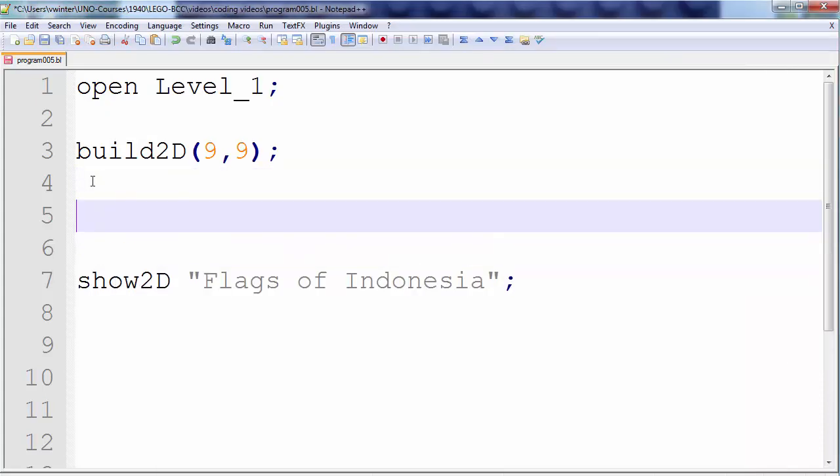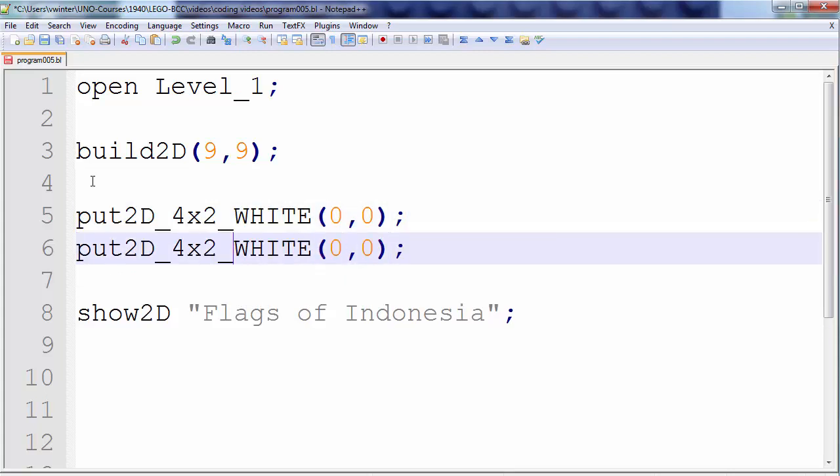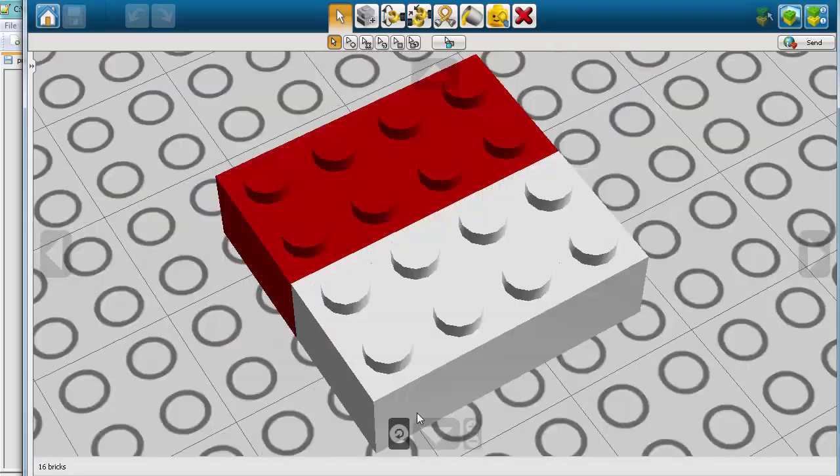So first, our first flag. Put 2D 4 by 2 white at location 0, 0. And then we're going to put a red brick right above that. So this is going to be at location 2, 0. Okay, so let's run this and see how our flag looks. Okay, so far, so good.